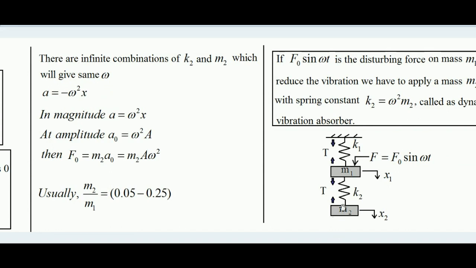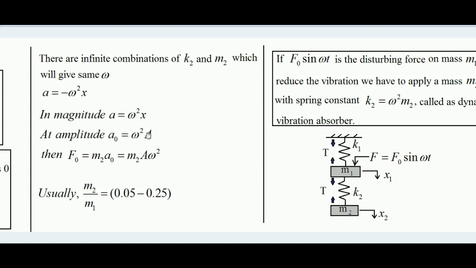The answer is, we know that this mass m2 is vibrating with simple harmonic motion. Acceleration in simple harmonic motion is given by minus omega square x, where omega is the frequency of vibration and x is the displacement from the mean position. In terms of magnitude we can remove the negative, so acceleration is omega square x. When this mass is at amplitude, in place of x we can write amplitude A, so it will have the maximum magnitude of acceleration, equal to omega square A. At that maximum point, the force on the mass will be F naught, the maximum force, so F naught will be m2 a naught, because mass into acceleration is force.